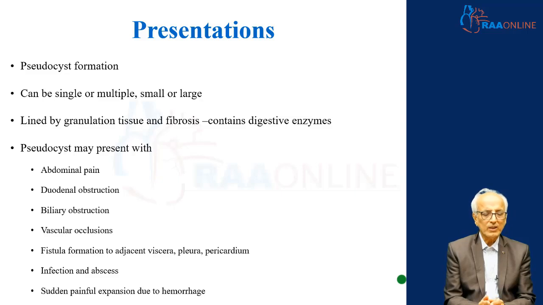Pseudocyst may present with abdominal pain, duodenal obstruction, biliary obstruction, vascular occlusions, fistula formation to adjacent viscera, pleura, or even pericardium. It can present with infection and abscess formation or a sudden painful expansion due to bleeding.